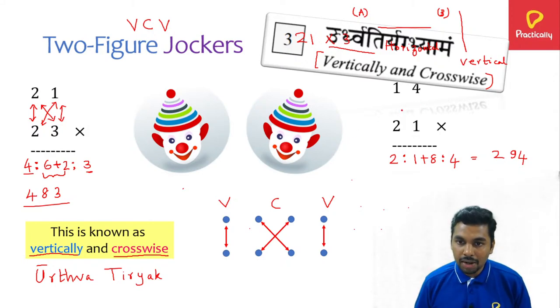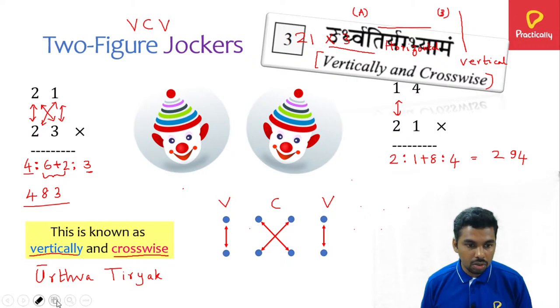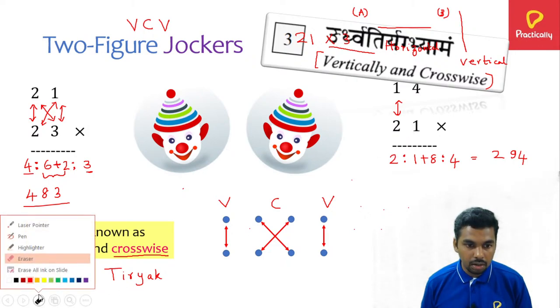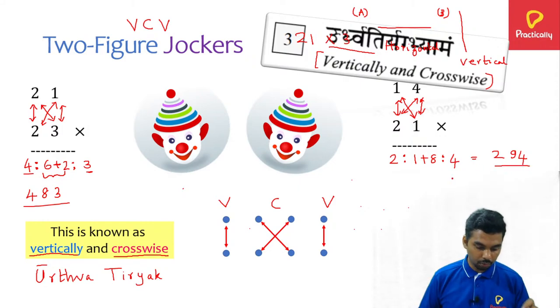So let us do 14 multiplied by 21 once again, so that everybody understands this very well. So the first step is V, vertical, 1 multiplied by 2 is 2. The second step is crisscross. So crisscross is 1 multiplied by 1, that is 1. 4 multiplied by 2 is 8. So 1 plus 8, that will be 9. The last step is 4 multiplied by 1, which is 4. So the final answer is going to be 294.